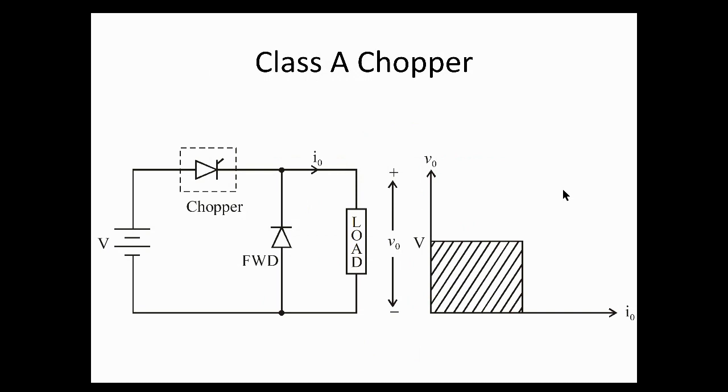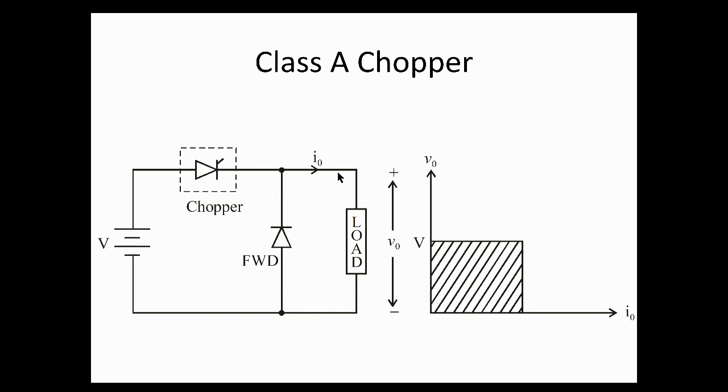All right, so a class A chopper. Okay, so we have a DC input, we have a chopper here. This could be a SCR that we have here, and as you can see here, this is a freewheeling diode, and we have our load. Here our load could be our motor, and in that case could be some kind of inductive load that we have there.